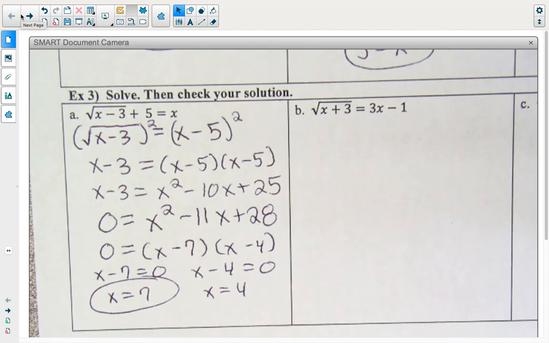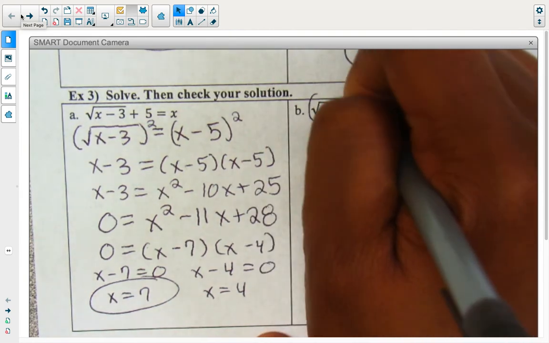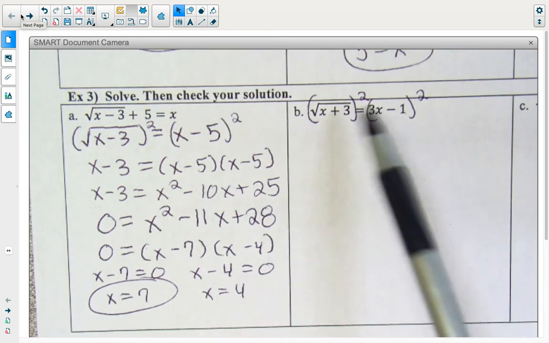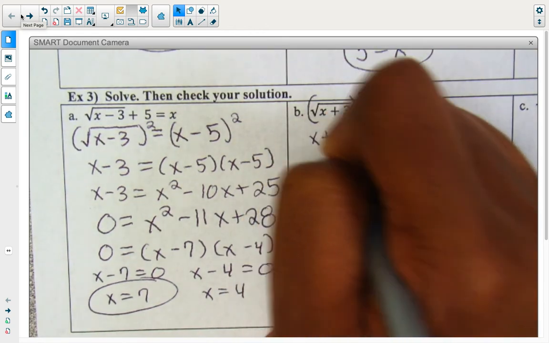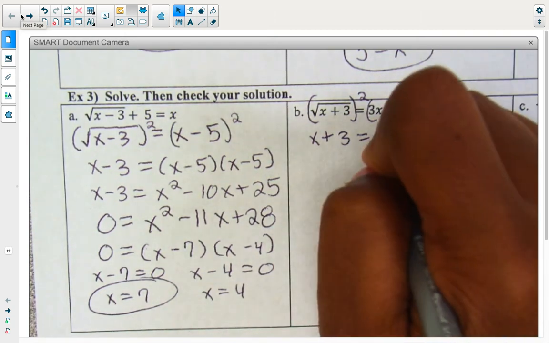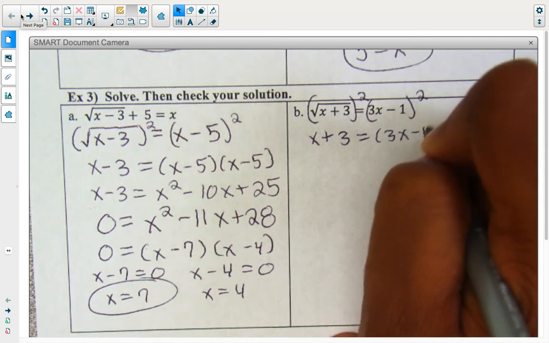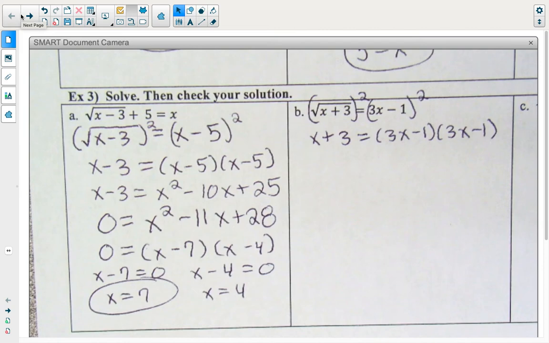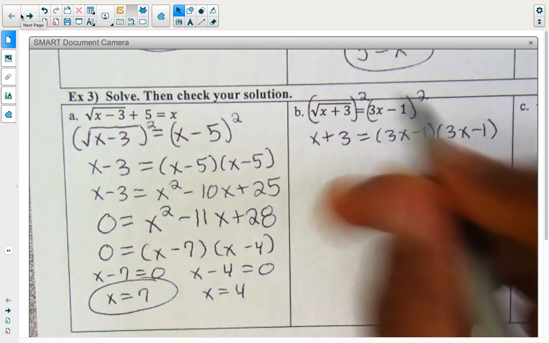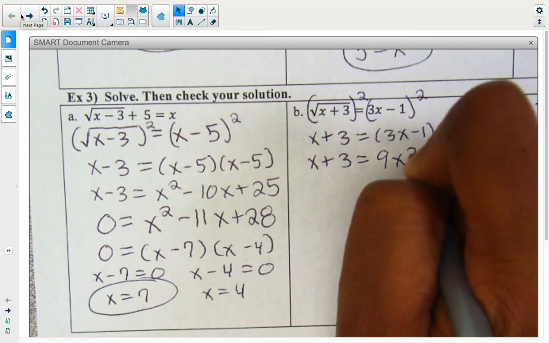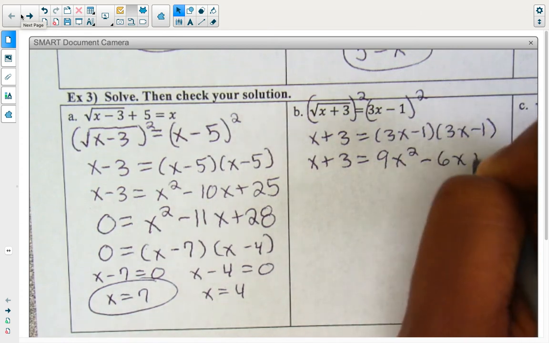Okay, B, it's a very similar process. Opposite of square rooting, we're going to square both sides. After you undo that, that's going to give you x plus 3. Again, when you see this here, that means to multiply it by itself. So 3x minus 1 times 3x minus 1. You can do box method or distributive property. When you multiply that out, you should get 9x squared minus 6x plus 1.